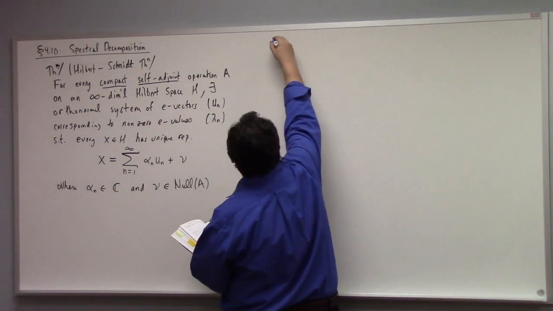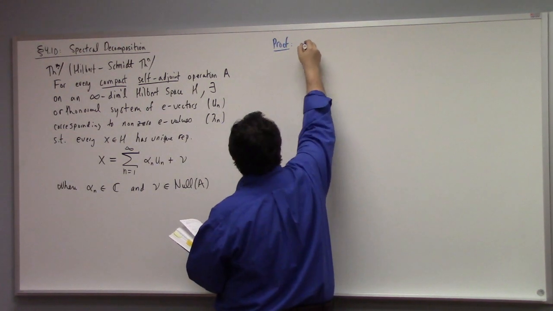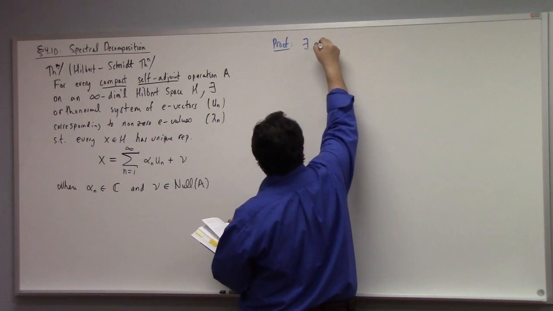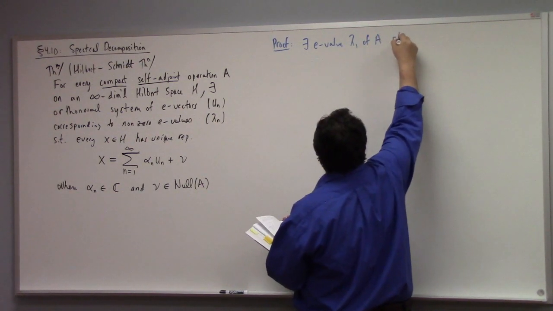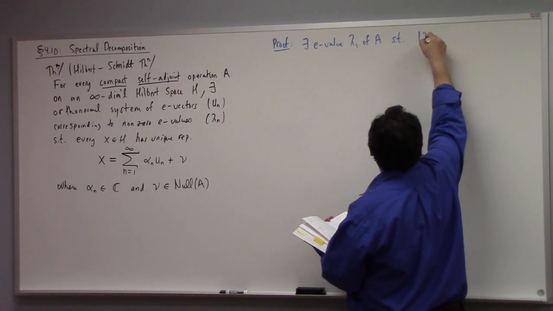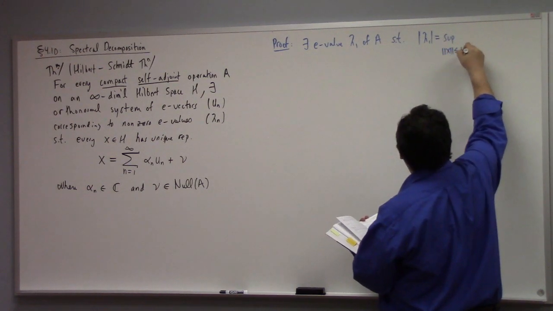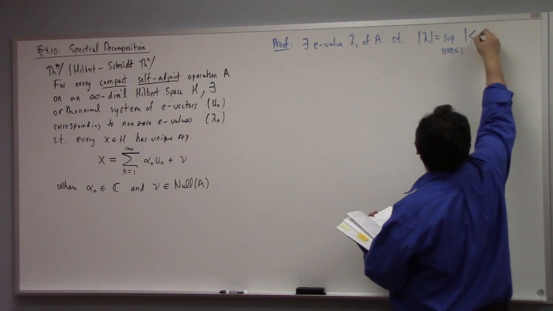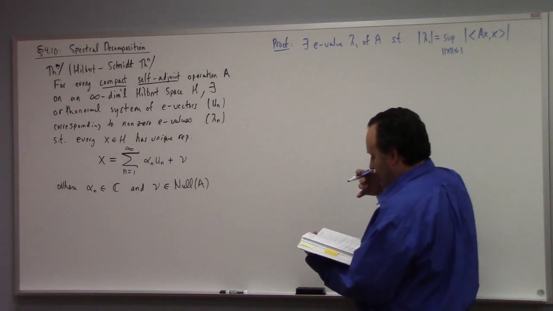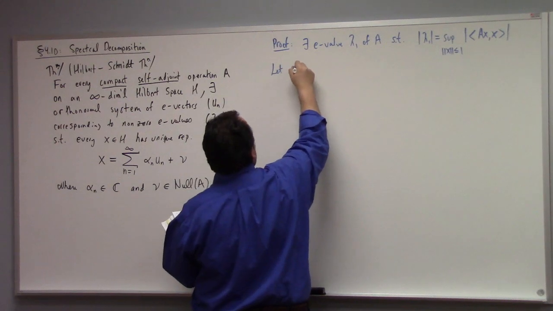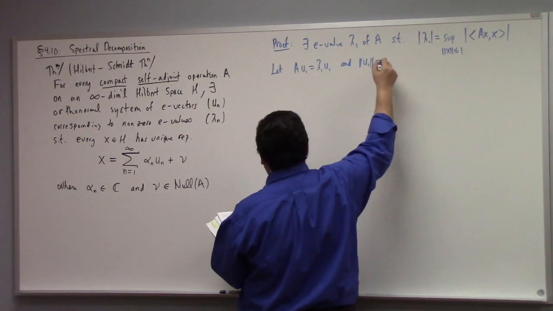So the proof, I will tell you some things about it. He begins by: there exists an eigenvalue lambda_1 of A such that the modulus of lambda_1 is the supremum over the unit ball of the absolute value of the inner product of Ax with x. All right. And then he says, let u_1, basically let A u_1 equal lambda_1 u_1, and the length of u_1 be 1, okay?